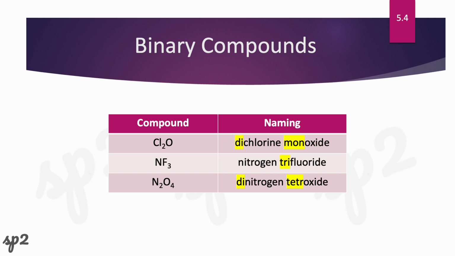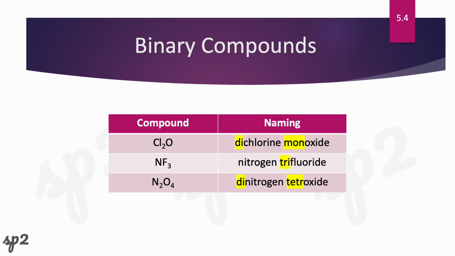Now, because mono has an O at the end, and the name of the oxygen is also oxide, so this one also has a vowel, then you can drop the A or even the O of the prefix, which is a lot easier to pronounce. So you don't need to say monooxide. You can say monoxide, right? So dichlorine monoxide.